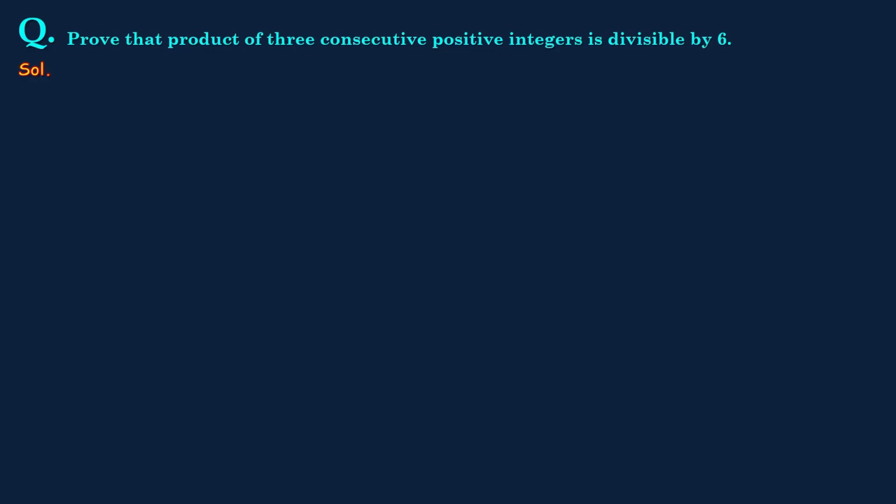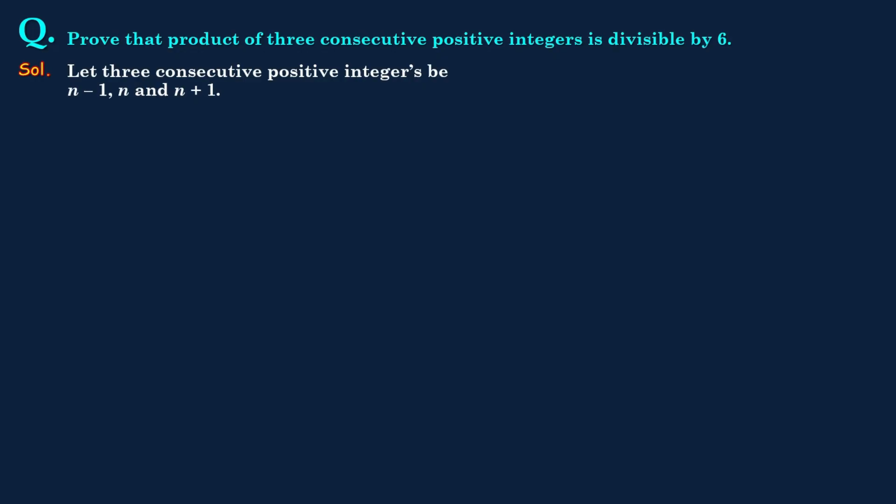Now coming to the next question. Now let's take a look at the next question. Prove that the product of 3 consecutive positive integers is divisible by 6. So this is a bit different type of question. We have to prove that the product of 3 consecutive positive integers is divisible by 6.